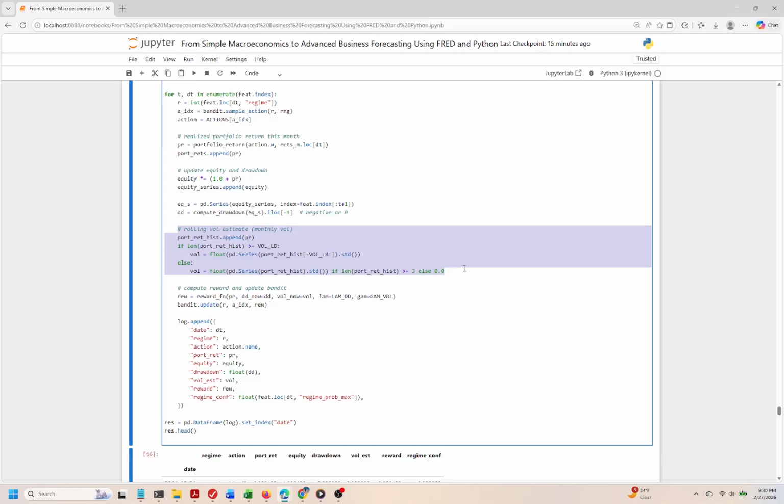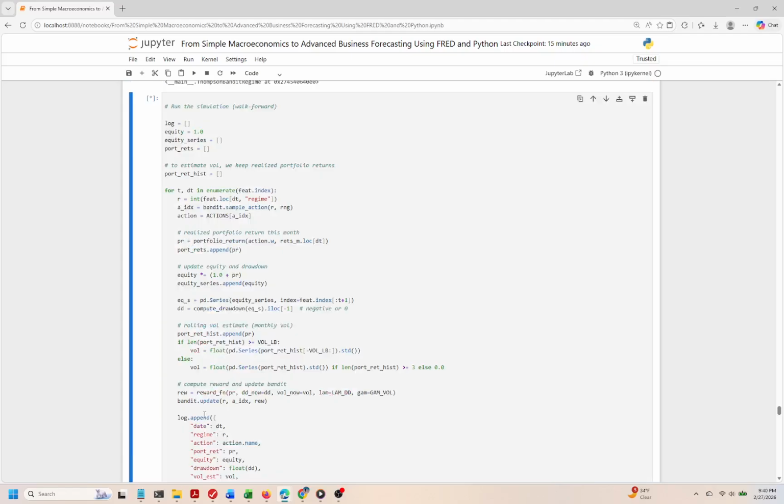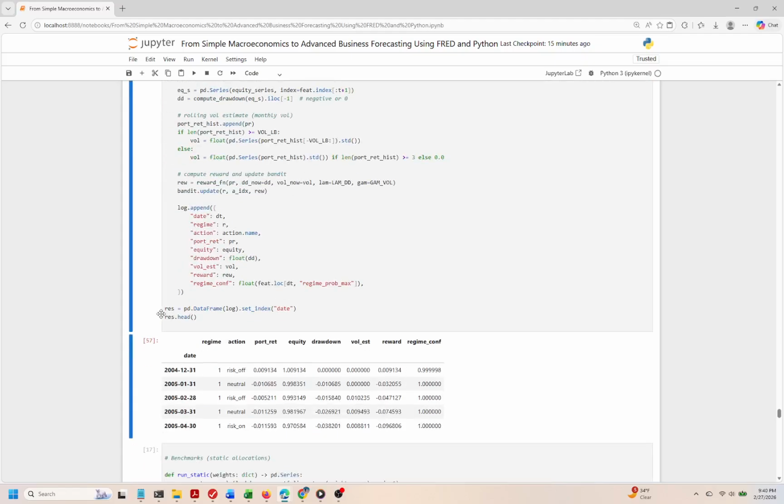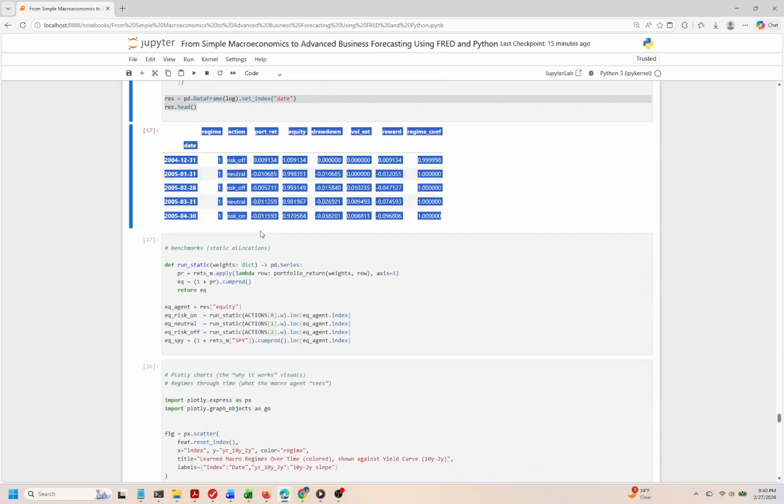After each update, we log detailed information, including date, regime, action taken, realized return, and various metrics associated with our performance. Finally, this log is converted into a data frame for easier analysis and visualization. As we look ahead to the next cell, we can anticipate a deeper exploration of the output data, and perhaps some analysis on how our strategies perform over different market conditions. This will further inform our understanding and guide us in refining our trading approach.